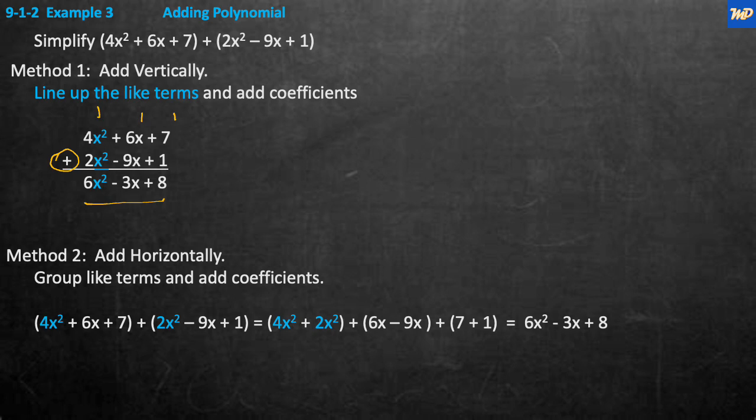Now we do them horizontally, grouping the terms and adding the coefficients. It's the same thing, only a little different. Here are the terms again, with the x squared term identified. Now we're going to break it into groups. We make a group putting the x squared terms together, then a group putting the x terms together, and then a group putting the constant terms together. When you do, it's the same thing as before: 4 plus 2 is 6x squared, 6 minus 9 is negative 3x, and 7 plus 1 is 8.